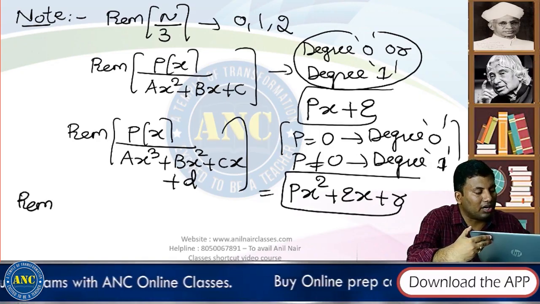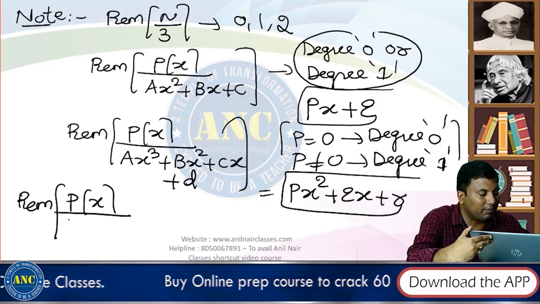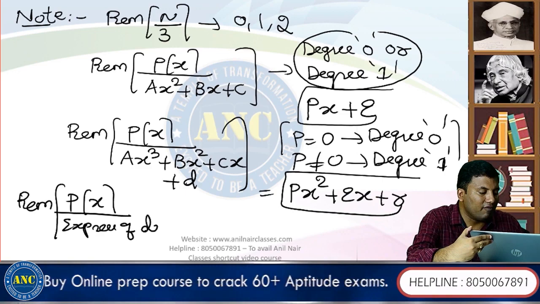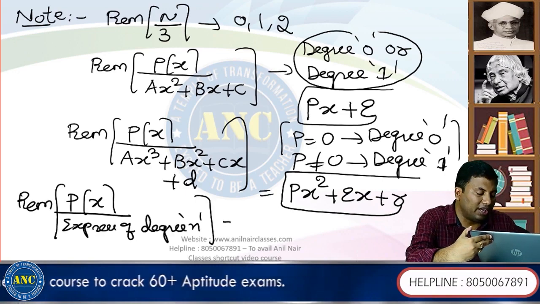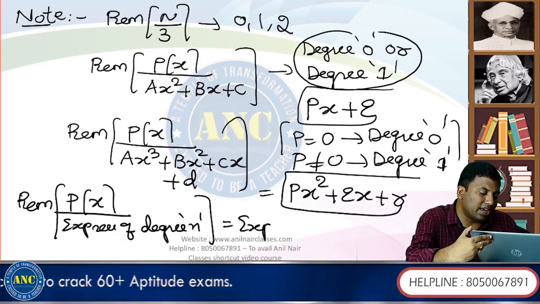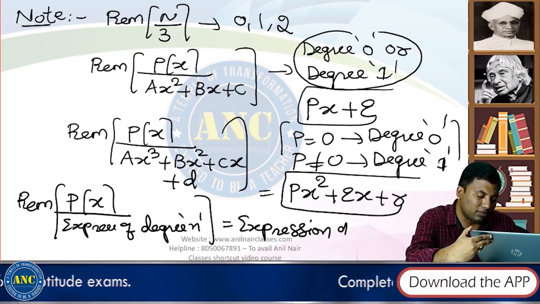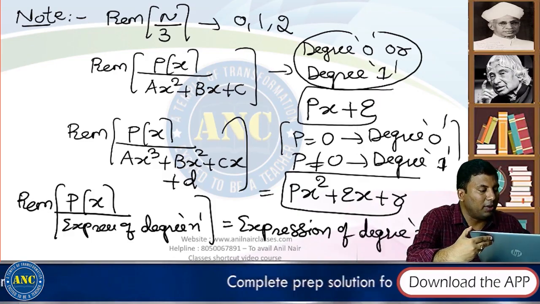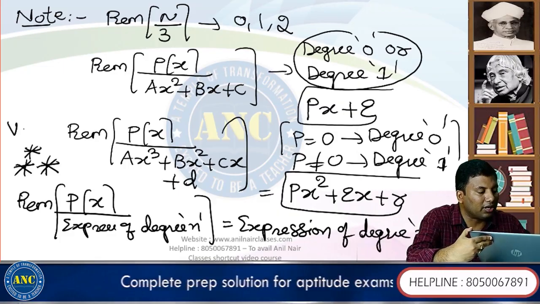Extremely important concept. When a polynomial function is divided by an expression of degree n, the remainder is a generic expression of degree n minus 1. Please make a note of this extremely important concept.